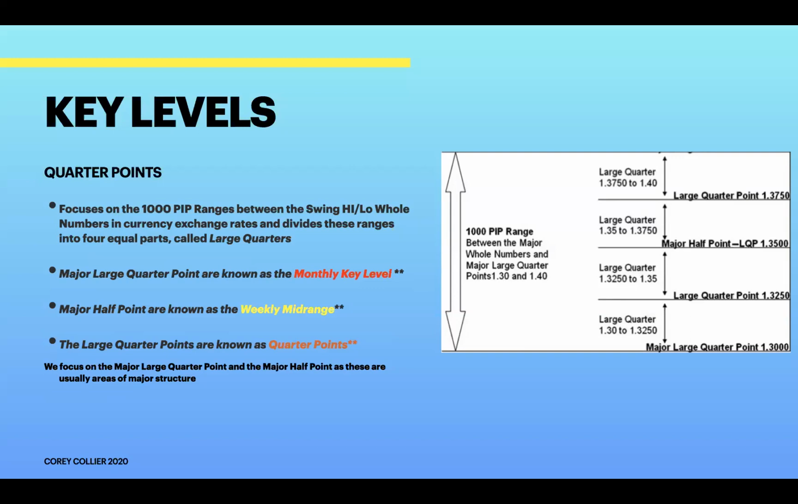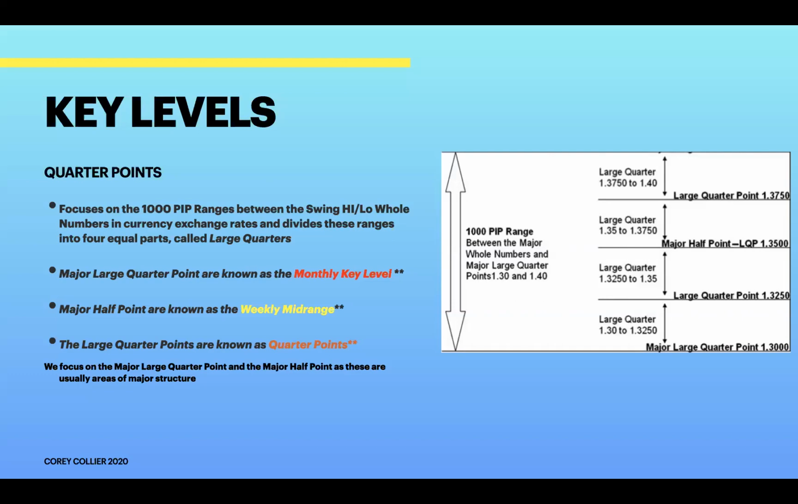Major large quarter points are known as the monthly key levels. That's what we mark up as the white hash lines. The major half point, which is also known as the weekly mid-range, is what we mark up as the red dotted line. If you cut those in half, that's what you get into the large quarter points, okay? And that's where the quarter, or the 4, right? Quarter means 4, comes from. And that's what this image to the right is showing you guys. So you've got basically that 1,000 pip range cut into 4 different sections.